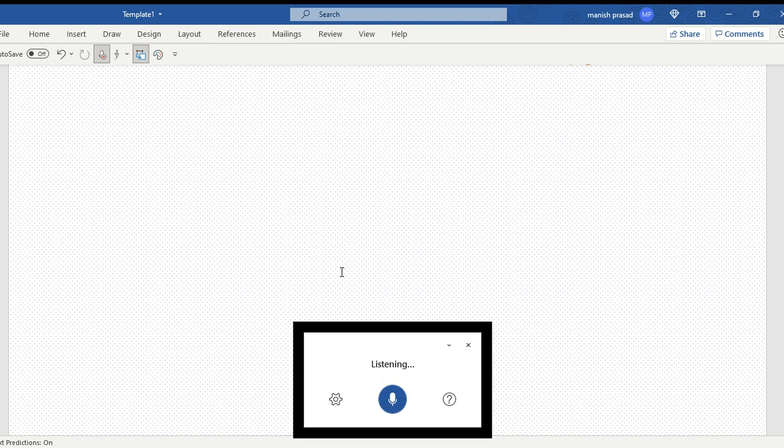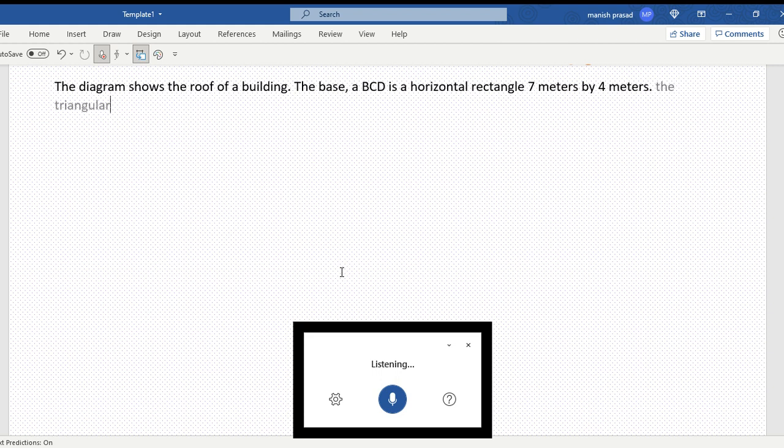The diagram shows the roof of a building. The base ABCD is a horizontal rectangle, 7 meters by 4 meters. The triangular ends are equilateral triangles. Each side of the roof is an isosceles trapezium. The length of the top of the roof, EF, is 5 meters. Calculate the length EM, where M is the midpoint of AB, the size of angle EBC, the size of angle between EM and base ABCD.